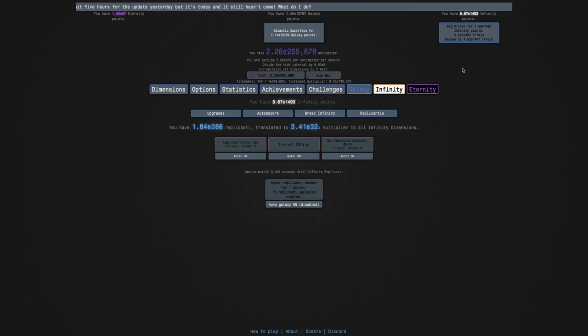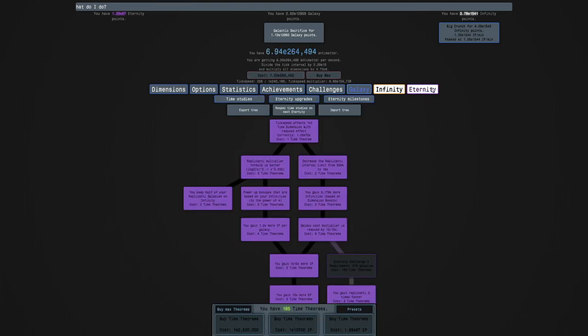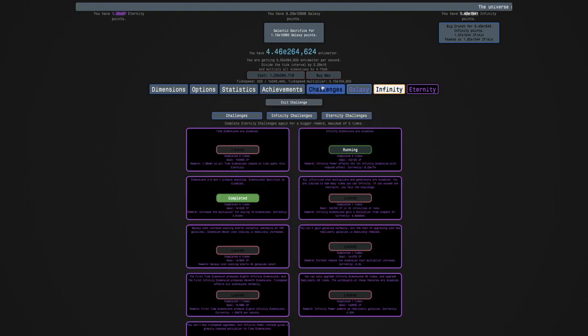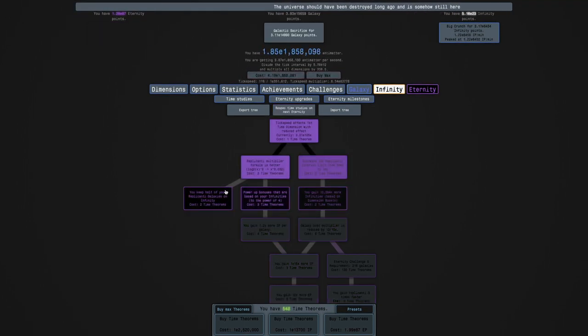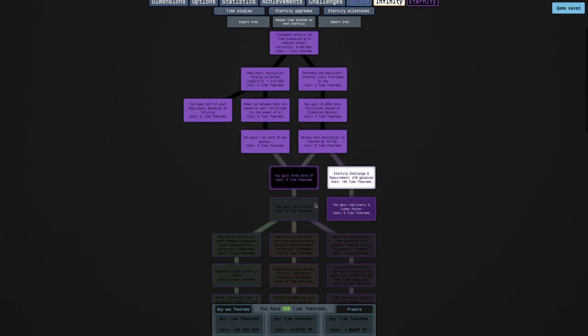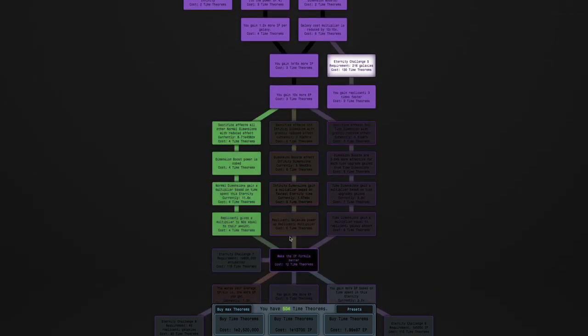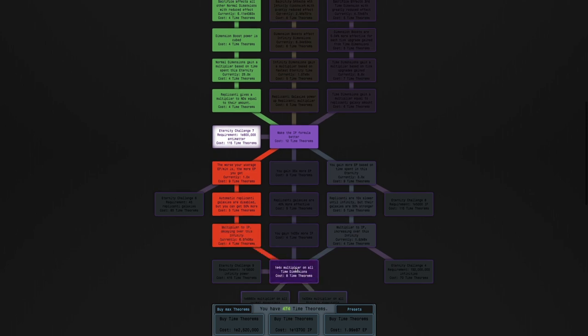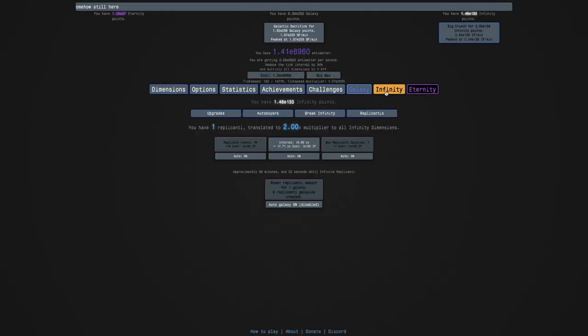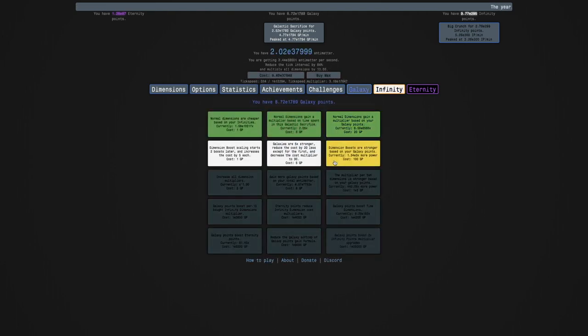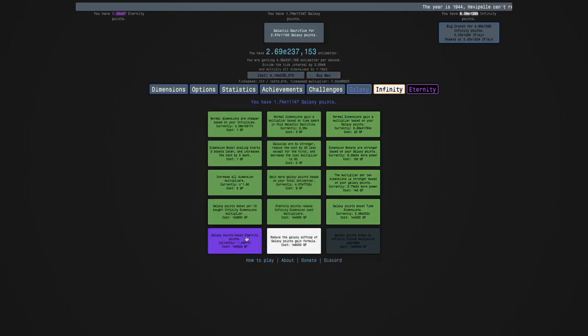This doesn't look very promising. It's like 100 more orders of magnitude of infinity points. Yeah, this challenge is definitely impossible. I'm going to try one more thing, and this is going normal dimension path, but no. Even with, you know, replicanti 3 times faster, it's just not enough. Even with all this, we just need way more of just everything.